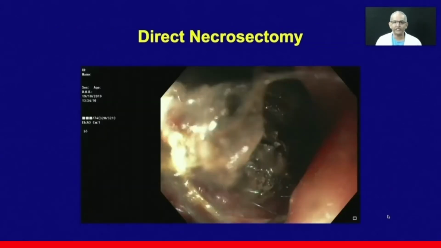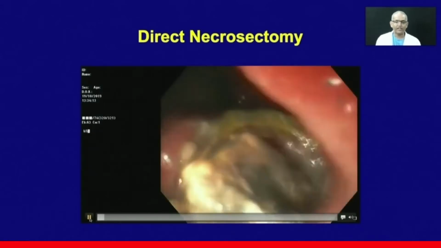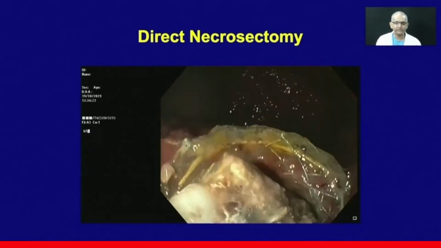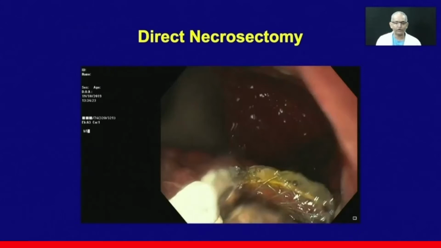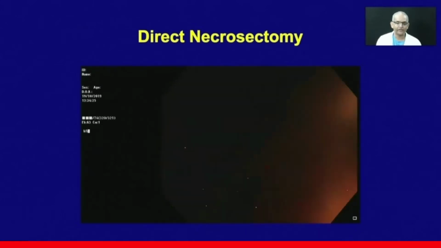We often do necrosectomy for patients who require it, a very labor intensive procedure. So as you see, this Nagi stent is blocked with a large amount of debris, which is being removed using a braided snare.